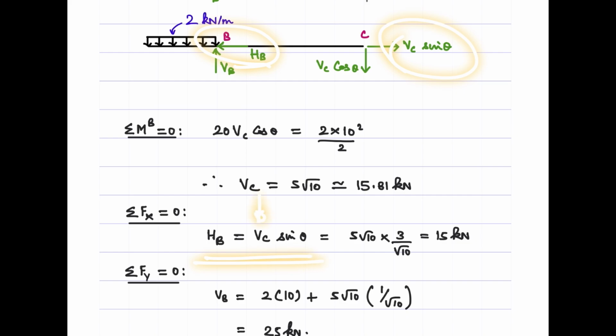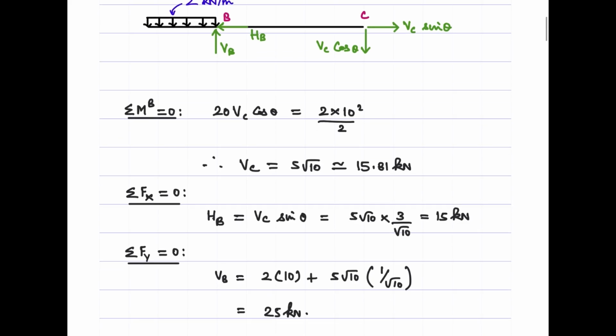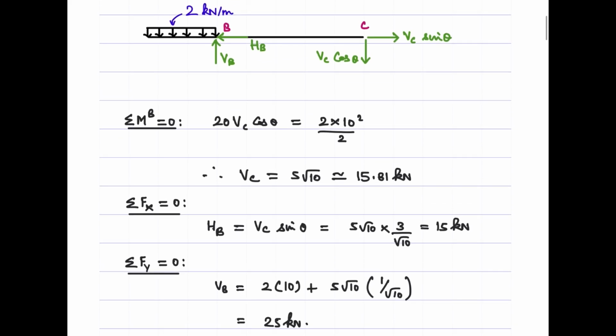You know the value of VC already here, from which we can say that HB is equal to 15 kN. Once that is done, what needs to be determined further? We just need to determine the value of VB, right? The only remaining equilibrium equation that we have here is summation of vertical forces equal to 0.